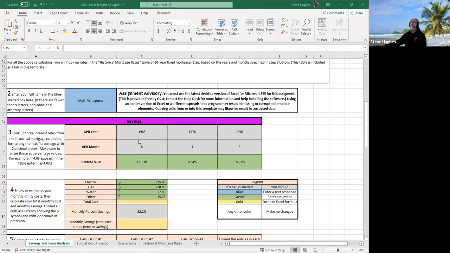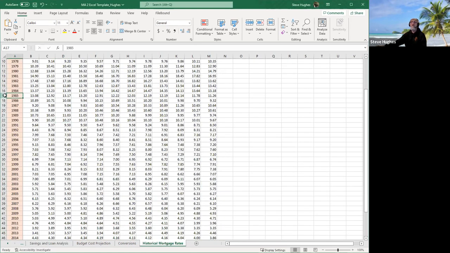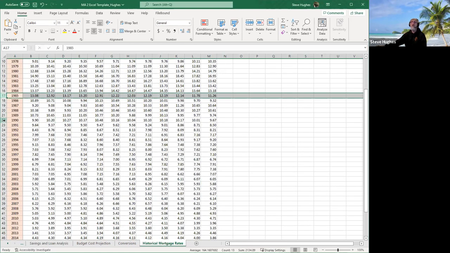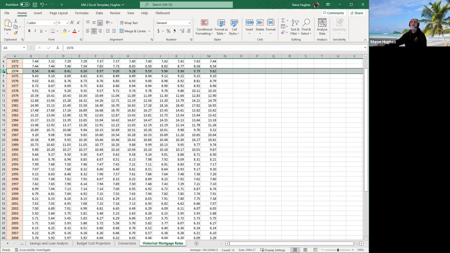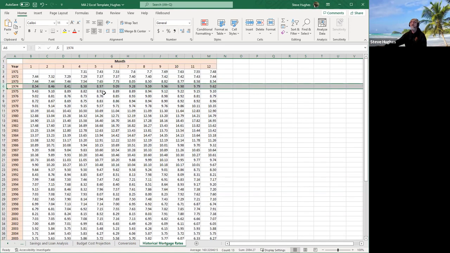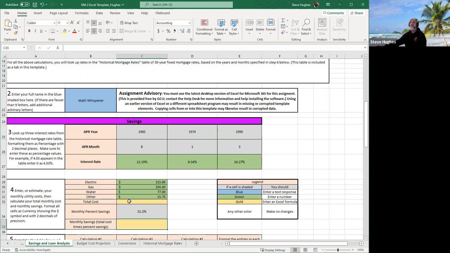So after I typed my name in, I got 3 years, 1985, 74, and 1990. I would click on this more historical mortgage rate. And here's the year 1985. You can see they're all listed there. The year 1990, just go to the right month. 1974, they're listed there. Just go across to the right month. And you have all the rates that you need.